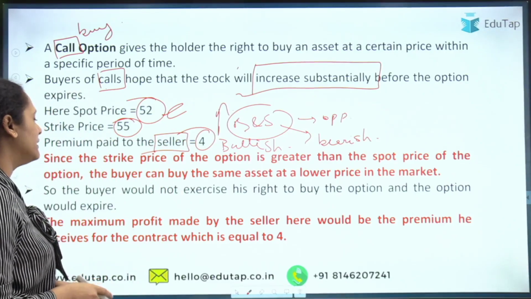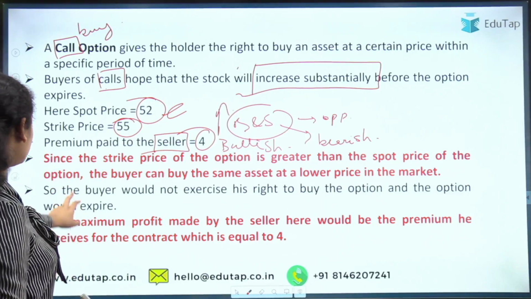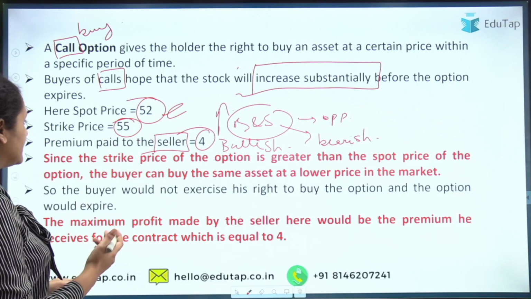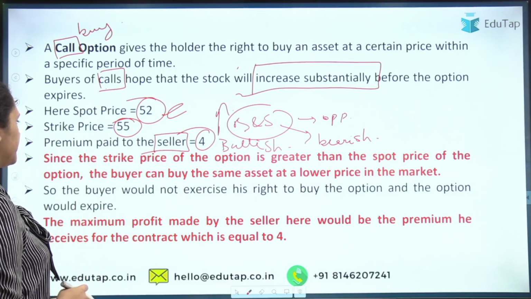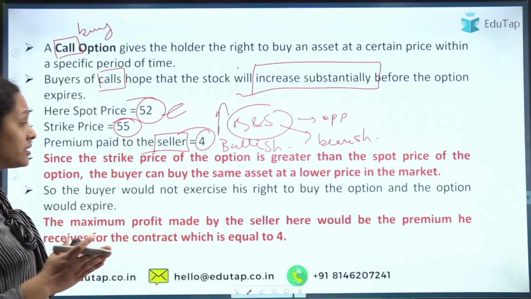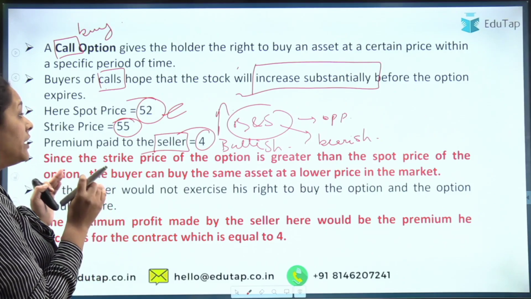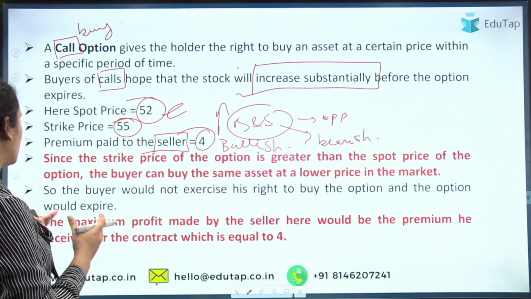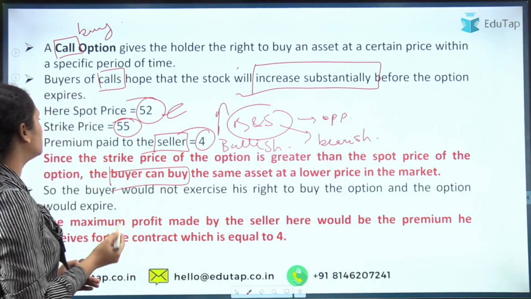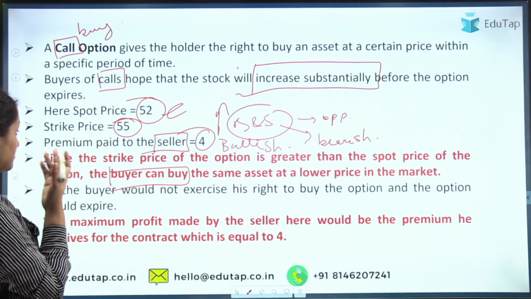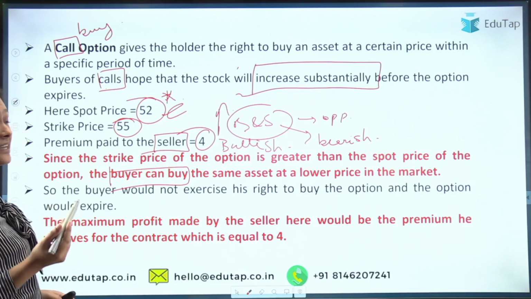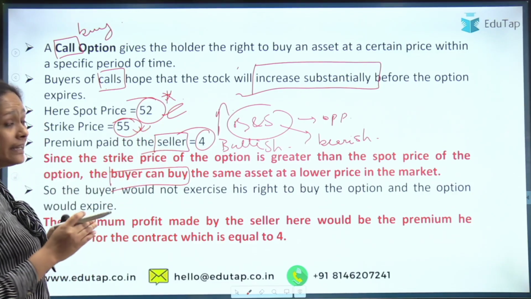ठीक है. Now let us understand, the strike price is ₹55 now, which is greater than the spot price. ठीक है. अब क्या है, the buyer क्या करेगा, will he execute the contract? Think practically. Now, since the spot price of the contract is lower, the buyer can buy this. क्यों? क्योंकि मार्केट में तो उसको ये एसेट कम दाम पे मिल रहा है. ठीक है, लेकिन उसने स्ट्राइक कितने पे किया, ₹55 पे. तो will he execute the contract?